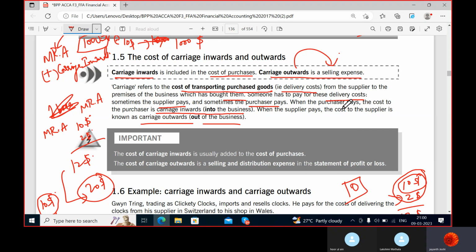So now what did you understand? To Mr. A, the cost is called carriage inwards. And to Mr. X, it will be called what? Carriage outwards. This is a part of purchase cost to Mr. A. This is selling expense to Mr. X. Understood? Mr. A is the customer. Mr. X is the supplier.